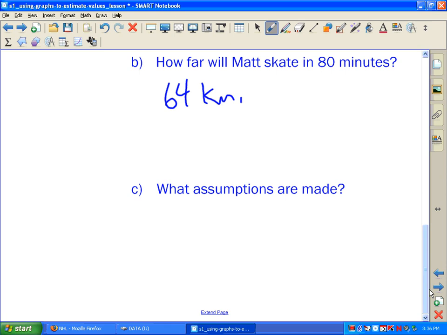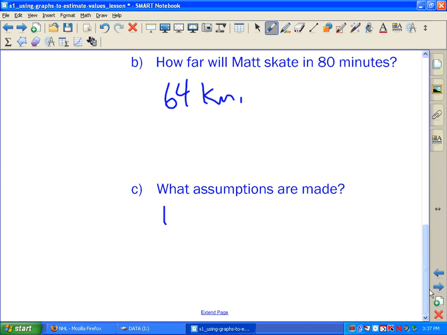Assumptions are decisions that we make. And in this example, a good example of an assumption is that we're assuming that Matt will continue to skate at the same rate. He won't slow down, he won't speed up. That's a decision we're making to predict a future event. We're predicting his future skating, and we're predicting that he's going to skate at the same speed, and he's not going to get tired, or suddenly start wanting to skate faster.